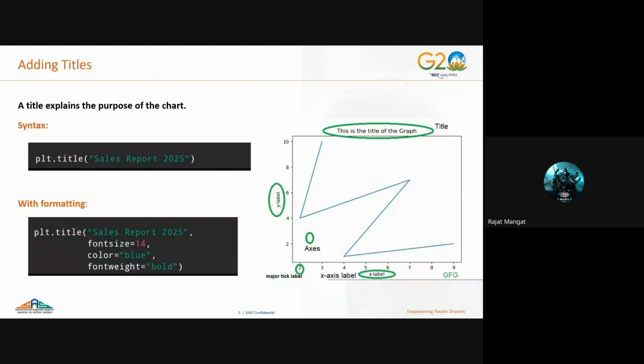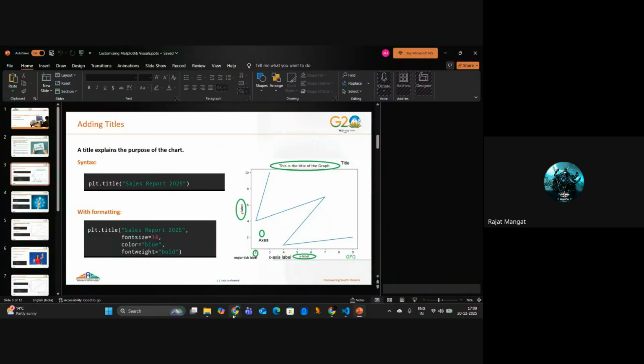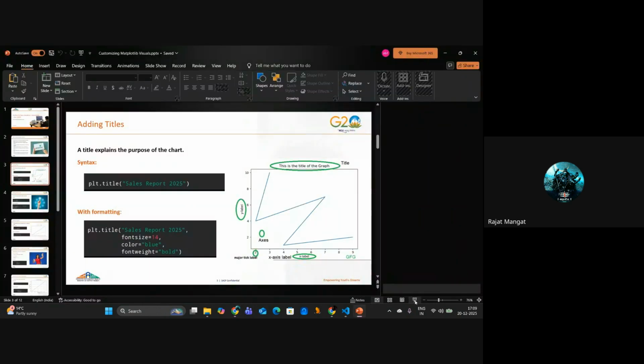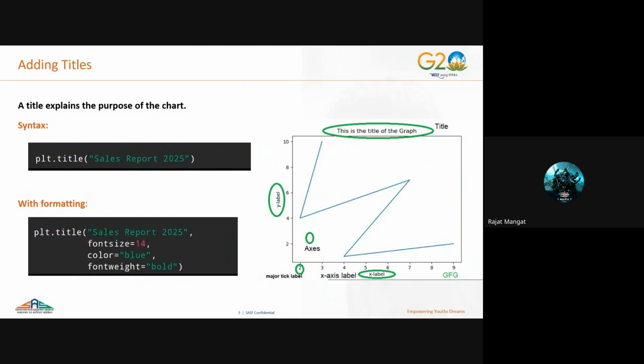Okay, let's go to the next slide. To customize our charts, there are certain things that we are going to discuss, like titles, labels, etc., as we go on in this session. So let's come to the first thing, that is title. A title explains the purpose of the chart. It is basically the whole overview of your chart. As soon as someone sees your title, he is able to define that this chart is going to explain this thing to us.